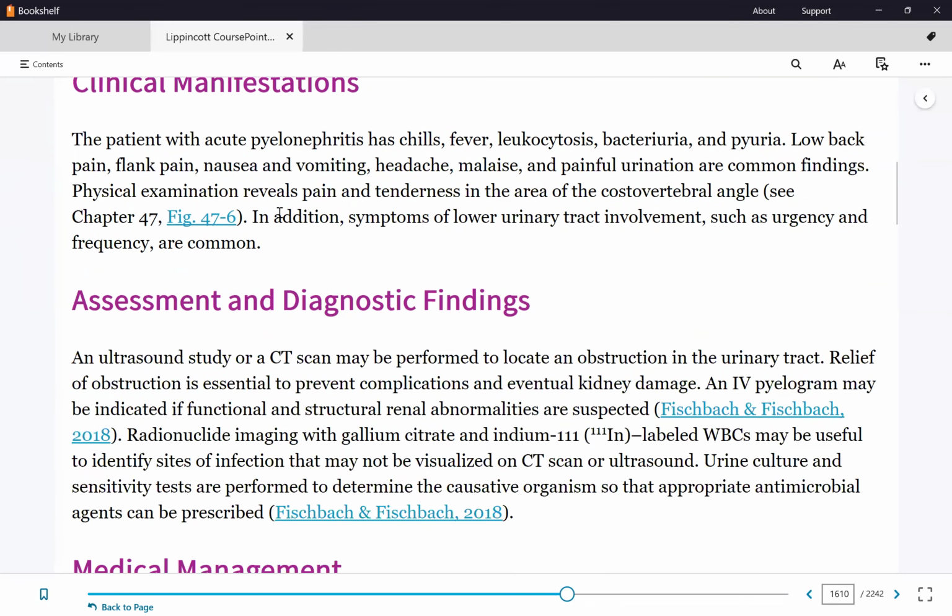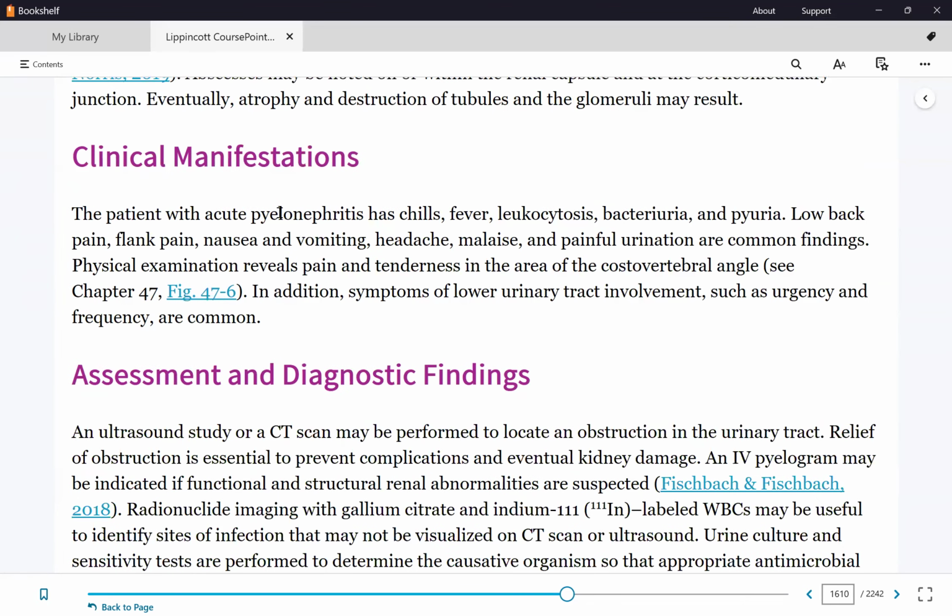Manifestations. If you look at it, does it include signs and symptoms of a UTI? Yes, because again, most cases are caused by a UTI. So of course, the manifestations will include those of a UTI. However, besides the UTI, because now this involves infection of the kidneys, what will be added? Low back pain, flank pain, nausea, vomiting.